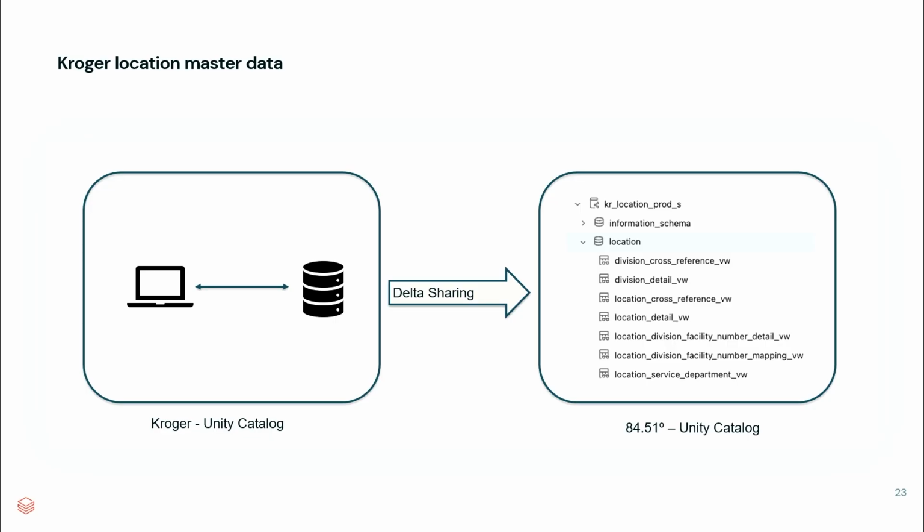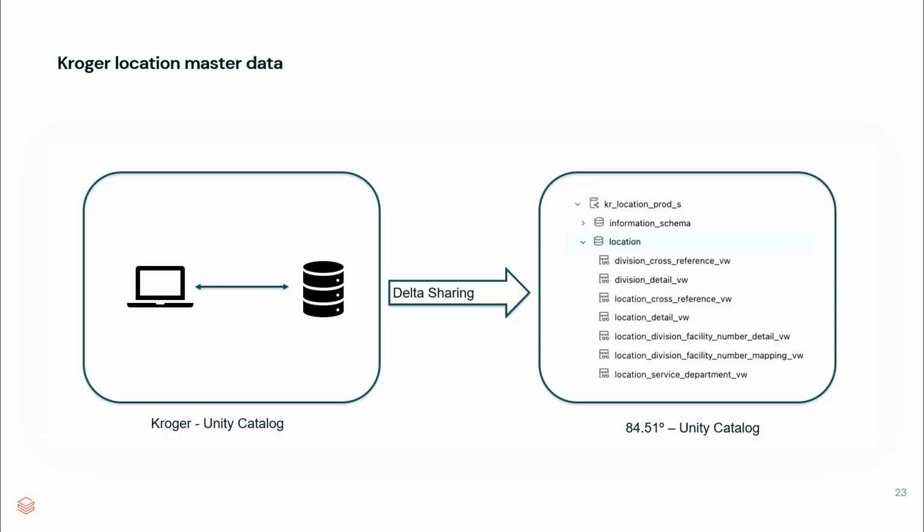And I mentioned 8451 and Kroger. We're kind of 2 different companies, but same parent, but we still operate in 2 different Azure tenants. We used to be a separate company. So on the left, you see Kroger's Unity catalog. They have an Azure tenant and their Unity catalog. 8451, we have our own Azure tenant and our Unity catalog. So for us to share data back and forth, we use Delta sharing.